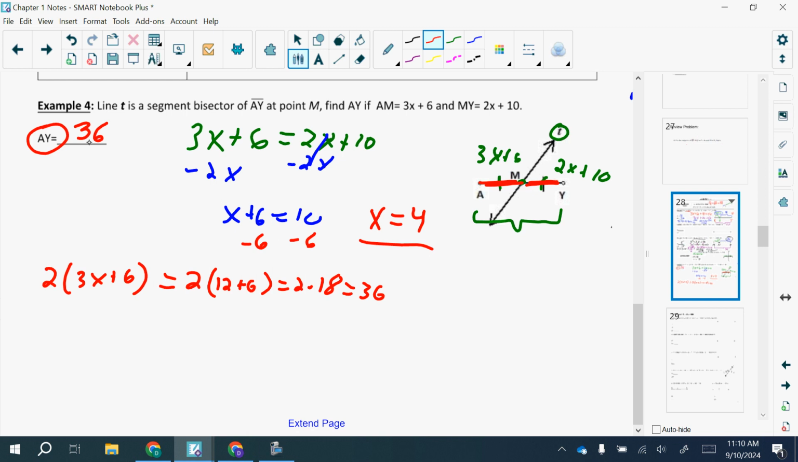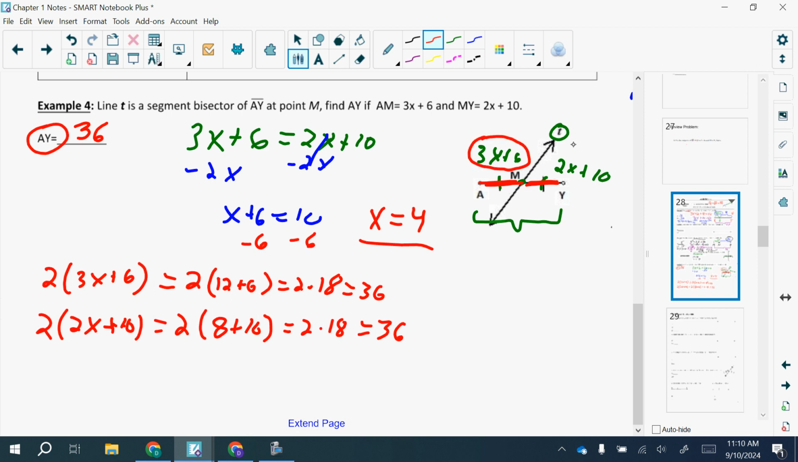But just to show that you'll get the same number, I'll go ahead and do it with the other half. So 2 times 2x plus 10. Again, x is 4, so this goes to 2 times 8 plus 10, which is 2 times 18, which is also 36. Another way you could do it is, again, you know by the line segment postulate too, that if you added these guys together, that will also give you the whole thing.